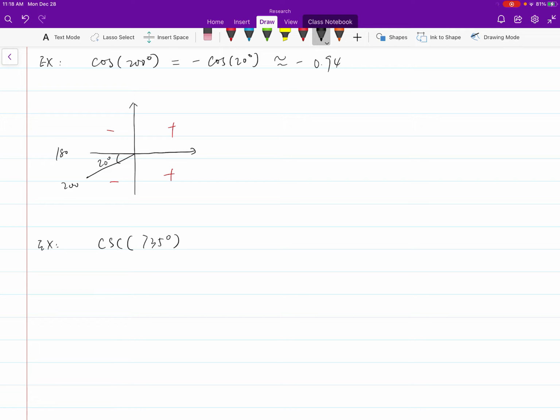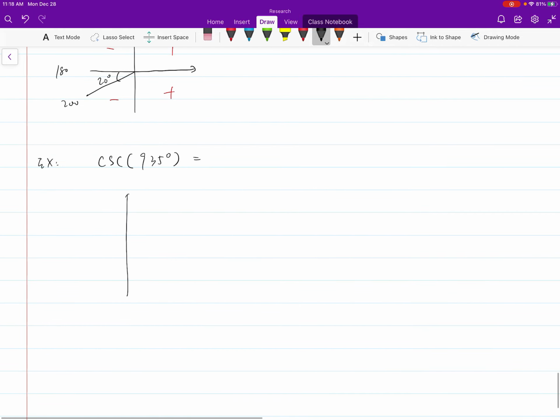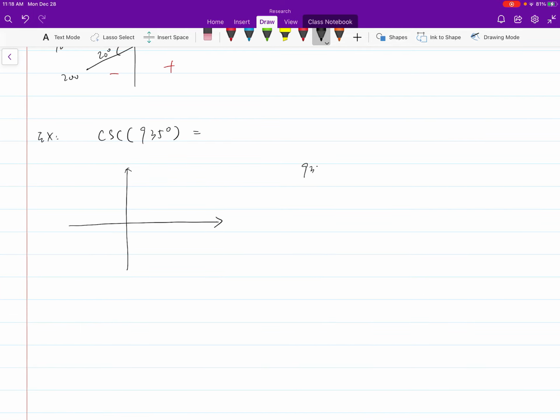735 degrees. 935 degrees. First step, let's try to draw it. 935 minus 720 degrees, which is 2 complete cycles, we have 215. If this is 180, 215 is roughly here. So 935 is also going to be here. The value here is going to be 215 minus 180, which is 35 degrees.